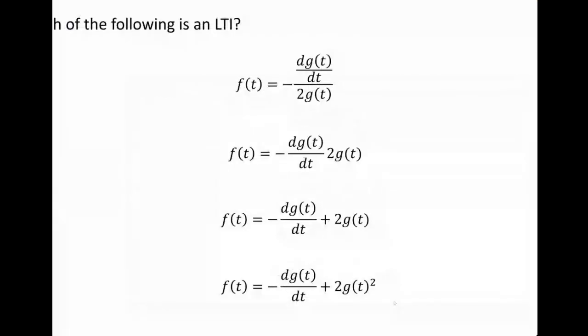Okay, so the quiz begins by asking which of these four equations is an LTI, a linear time invariant system. The rule is that you can't multiply or divide two signals in an LTI. So the first option here, you've got the derivative of g divided by g.